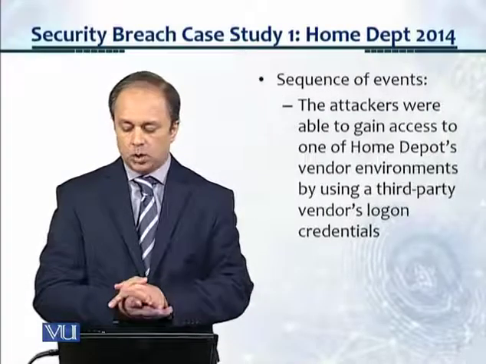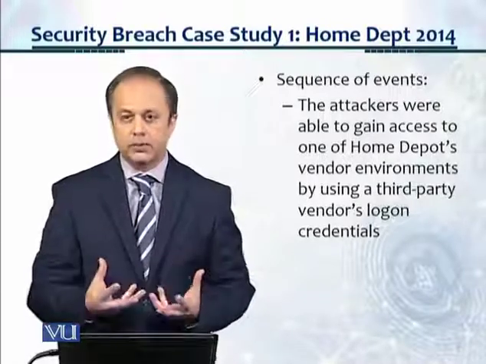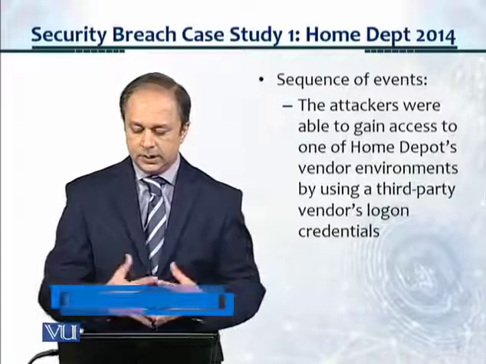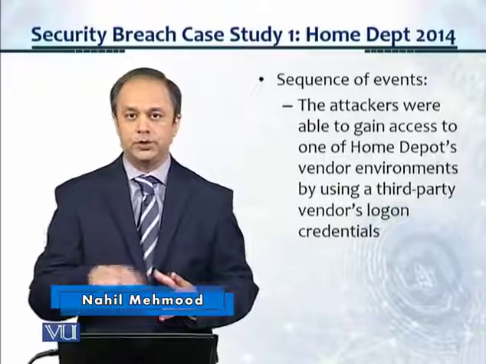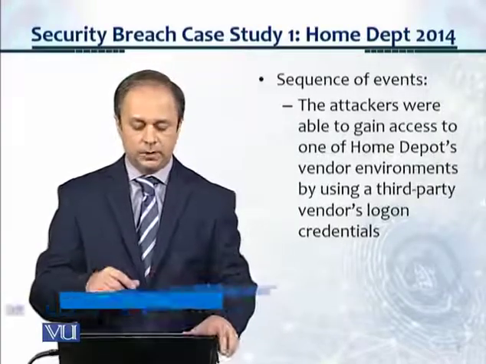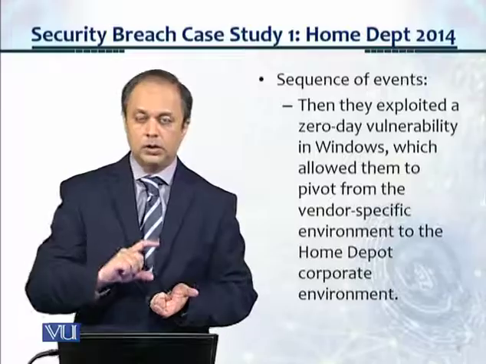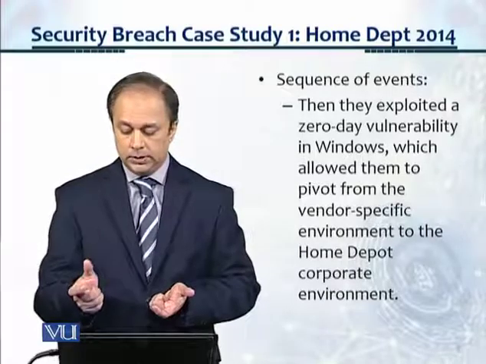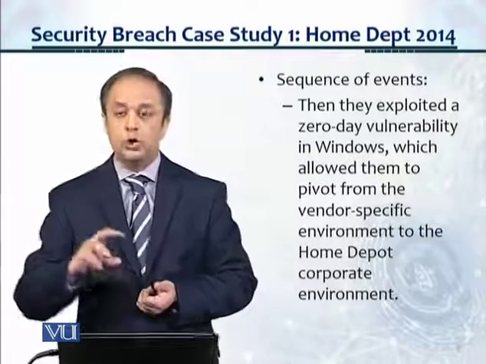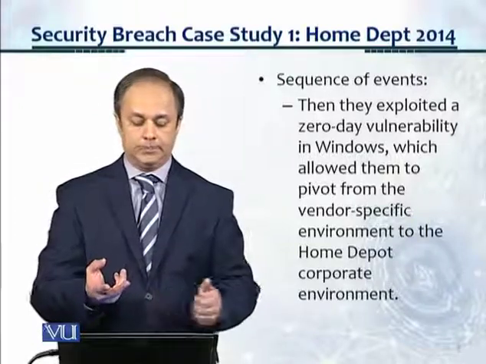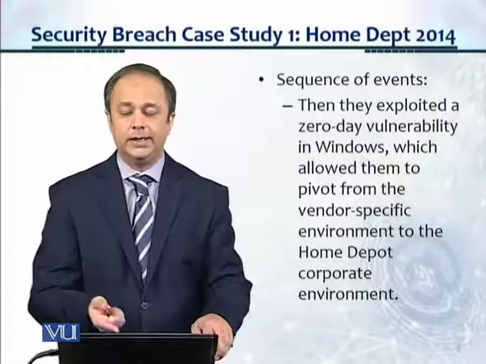So the sequence of events was that the attackers were able to gain access to one of Home Depot's vendor environments. So this was the extranet, by using a third-party vendor's logon credentials. So first they gained access to the vendor environment, which was connected to the Home Depot system. Then they exploited a zero-day vulnerability in Windows, and notice that we're referring to zero-day vulnerability here, which allowed them to pivot or move from the vendor-specific environment to the Home Depot corporate environment. And when they had exploited this vulnerability, the patch for that vulnerability had not been released by the vendor, by Microsoft.